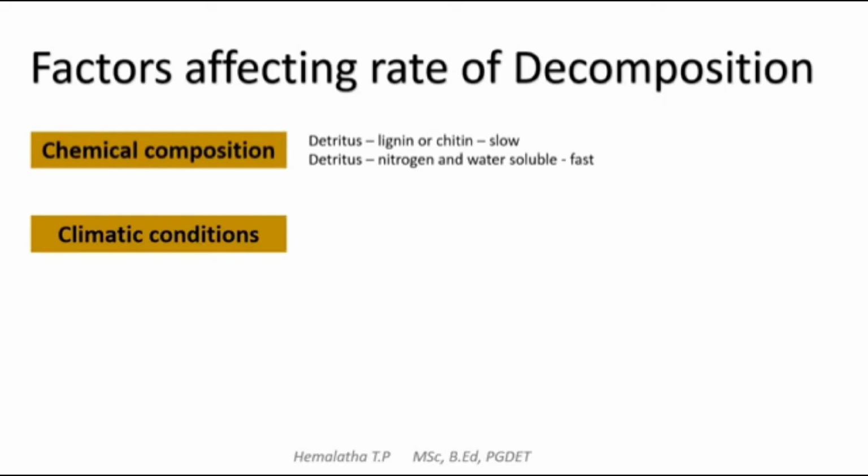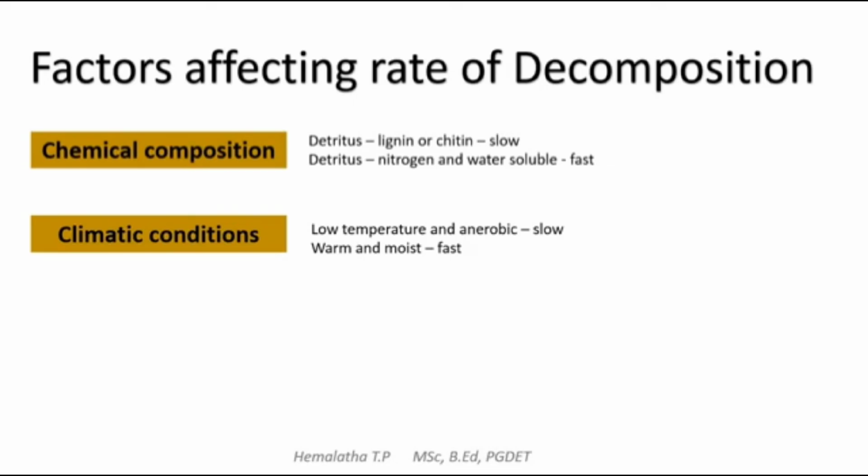If the detritus has harder chemicals, then the process will be slow. If the detritus has simpler, soft and easily soluble materials, then it will be fast. And also it depends on the climatic conditions. If the temperature is too low and the condition is anaerobic, which means the oxygen is not available, then the process of decomposition will be slow.